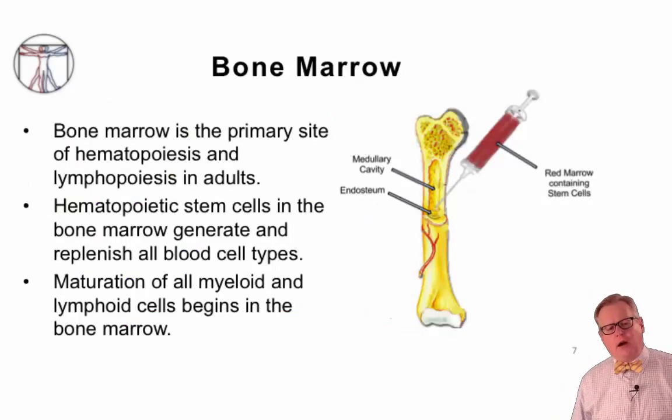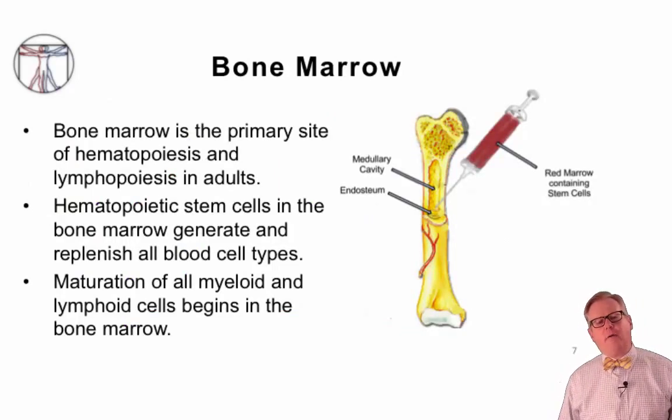Now, the bone marrow is the primary site of hematopoiesis and lymphopoiesis in adults. Hematopoietic stem cells in the bone marrow generate and replenish all types of blood cells, and maturation of all of the myeloid and lymphoid lineage cells begins in the bone marrow and then continues in other lymphoid organs.